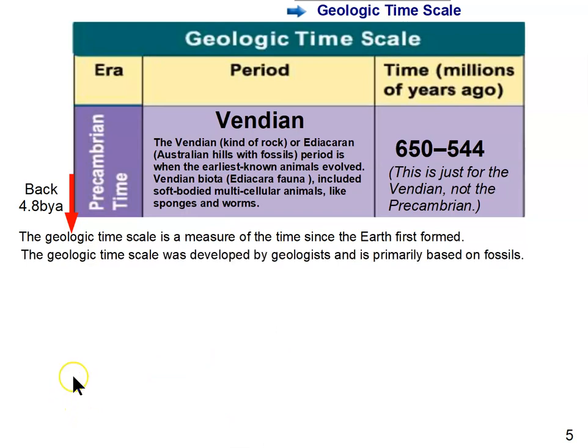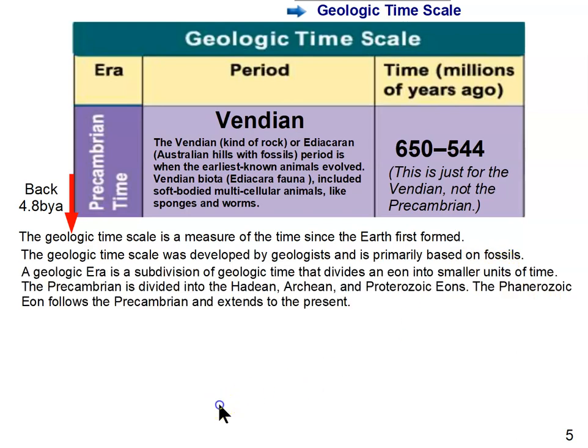The geologic time scale was developed by geologists, but it's primarily based on fossils. I mentioned earlier that paleontology is a subdivision of biology. It's also a subdivision of geology, so geology and biology together. If you're going to become a paleontologist, you've got to take a lot of both geology and biology. But the time scale is based mostly on fossils. How we know time has passed on the Earth is based on how we know life has changed on the planet.